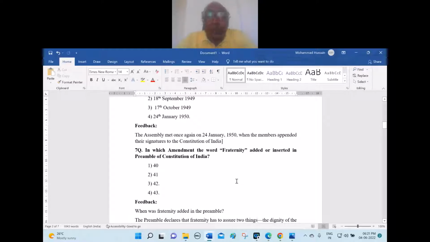7th question. In which amendment was the word fraternity added or inserted in the preamble of the Constitution of India? The 42nd amendment. Third option. You are right. The options were 40, 41, 42, 43.